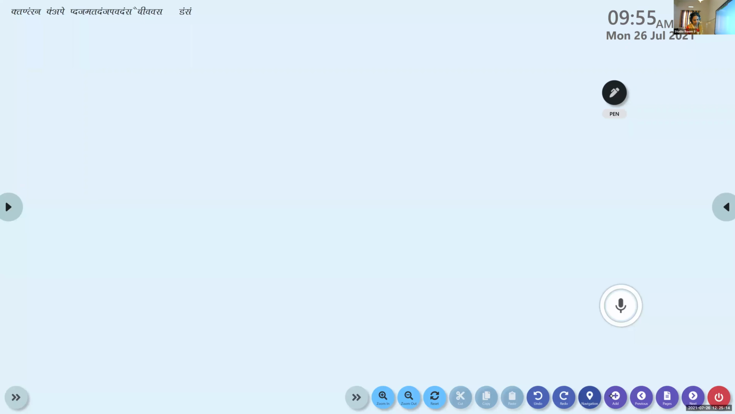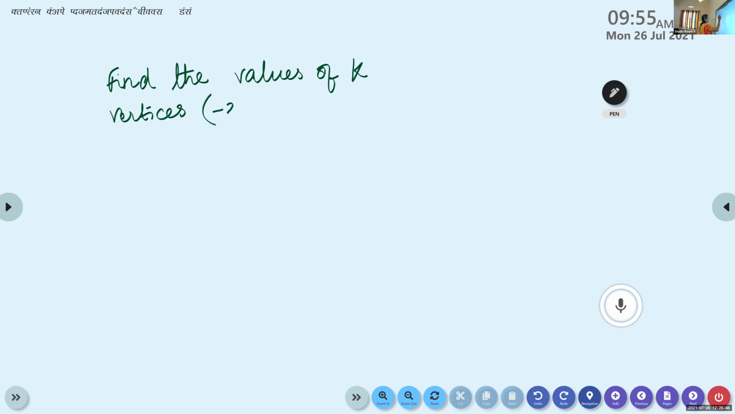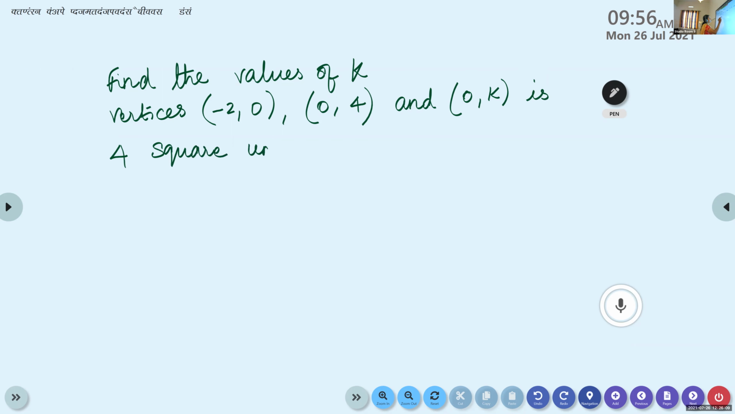Next one is a very important question. Find the values of k if the area of the triangle with vertices minus 2, 0, 0, 4 and 0, k is 4 square units. What is the difference between the previous question and this question?